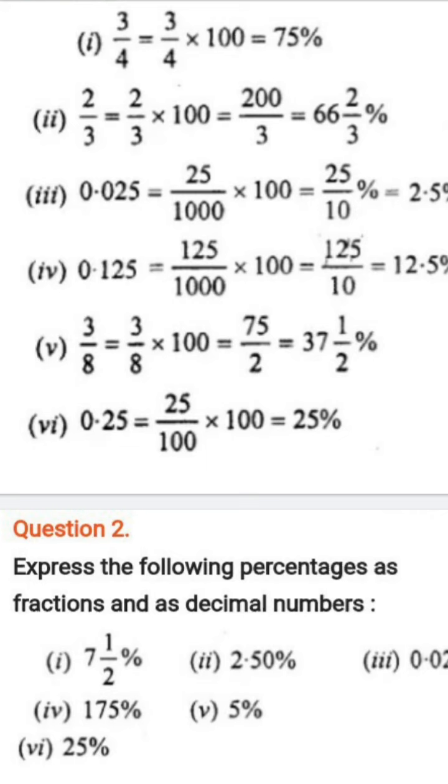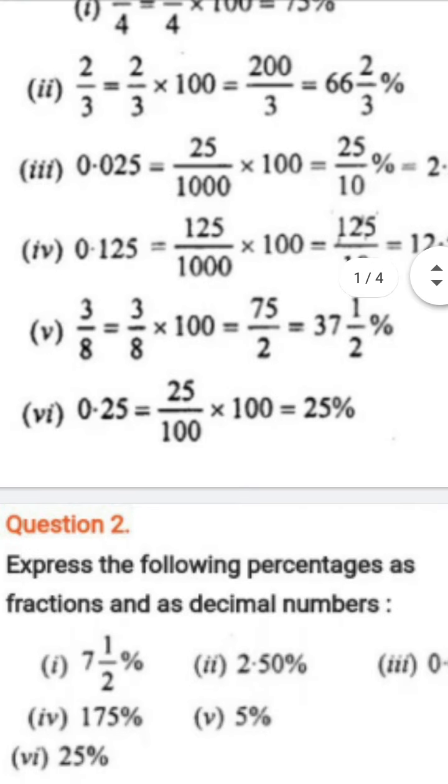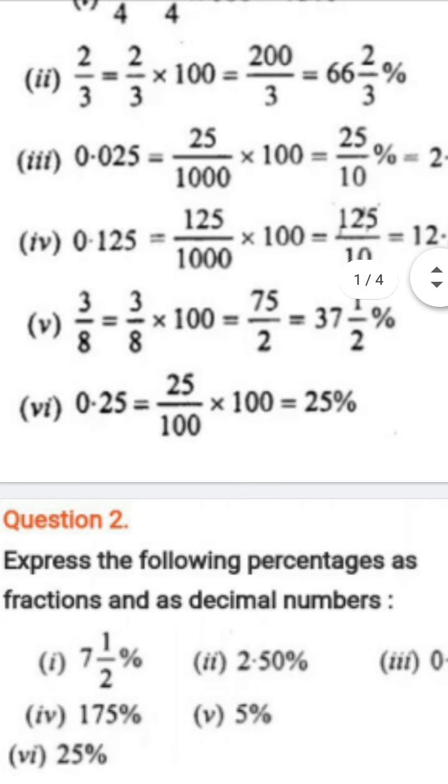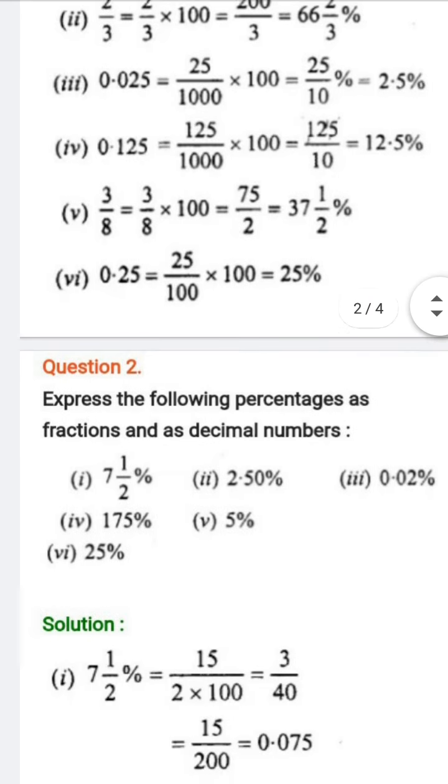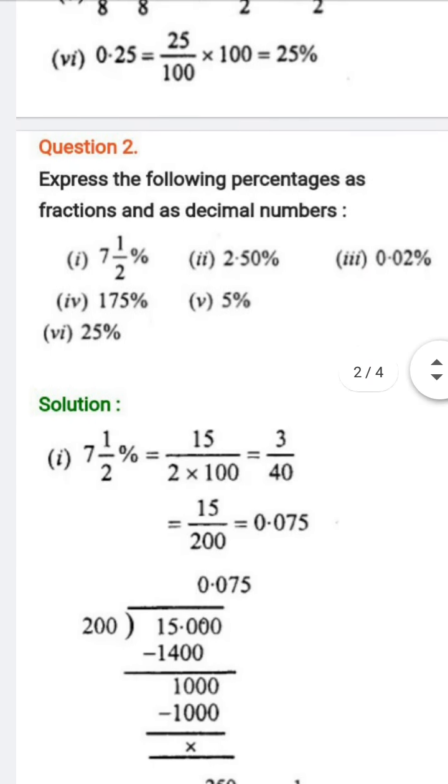0.25, two decimal places are there. Shift the decimal two digits to the right side, so it will be 25. And at the denominator also we have to give two 0s, so it will be 100. 25 upon 100. Then multiply by 100. 25 upon 100 into 100. The 100 will get cancelled. So what is the answer? 25%.